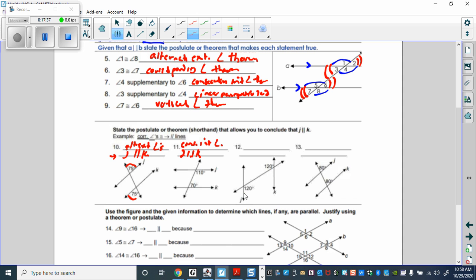Here we have alternate, and they're inside of the parallel lines, J and K. So alternate interior angles are congruent, therefore J is parallel to K. Next we have corresponding angles. Congruent, therefore J is parallel to K. And that's how that works, guys.